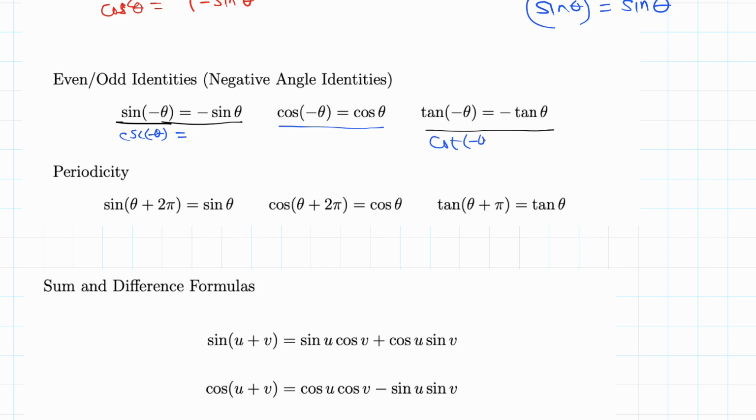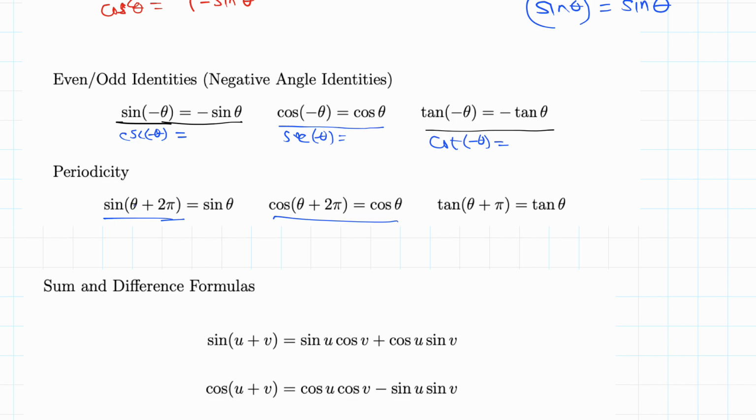Cotangent, same thing, it will be negative, and it's the same for secant as well. Their reciprocals also follow the same rule. These are even and odd properties. Then periodic behavior, periodicity: the sine and cosine values repeat after 2 pi, that's after 360.